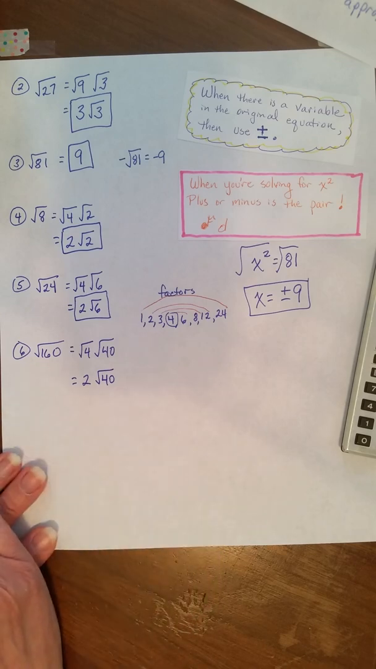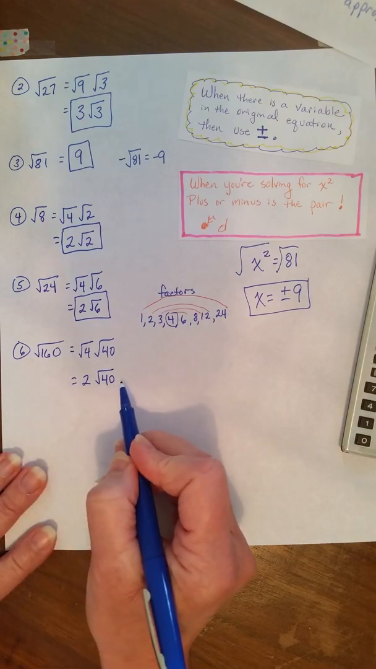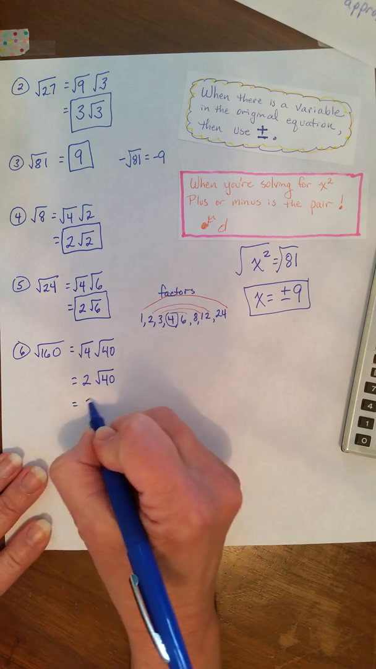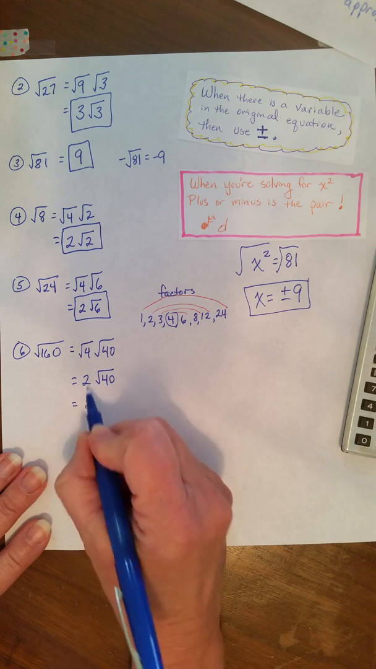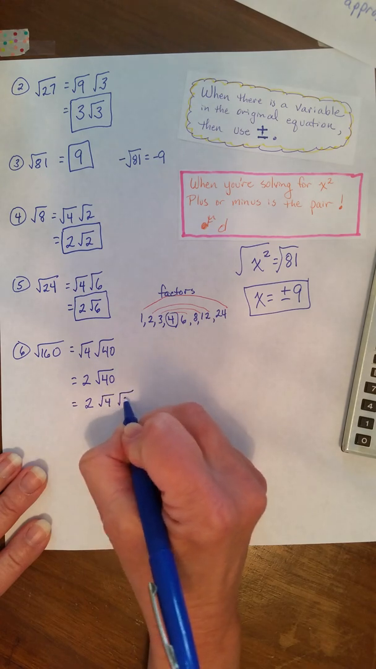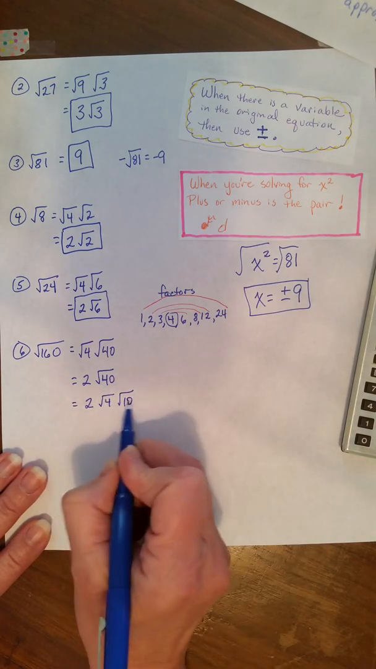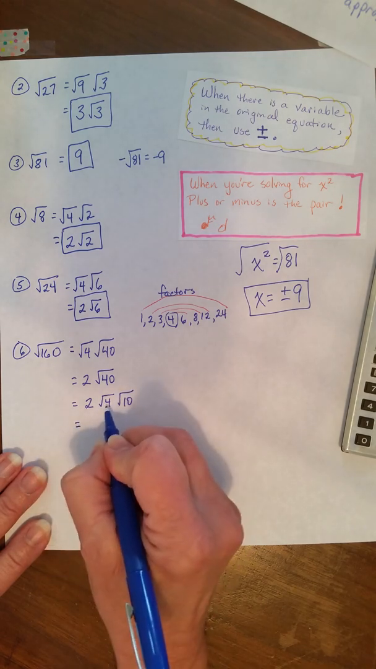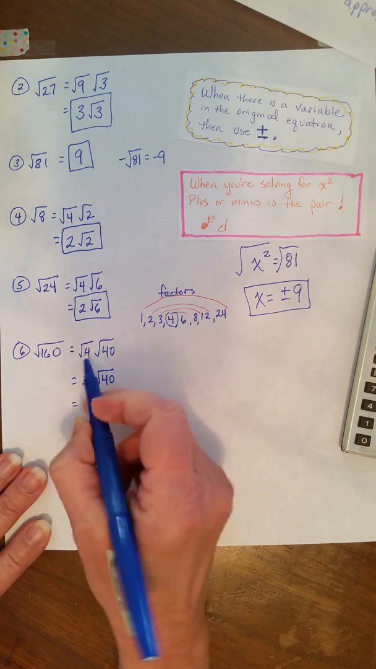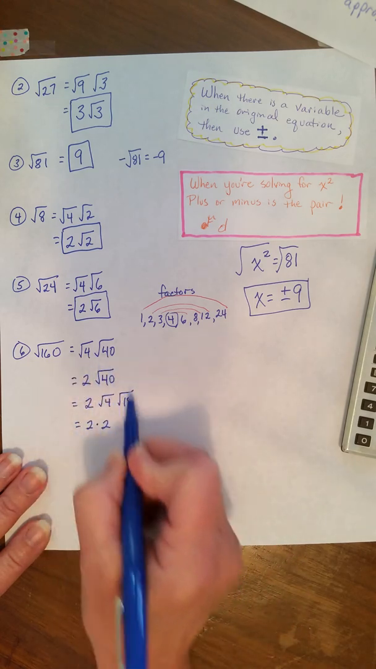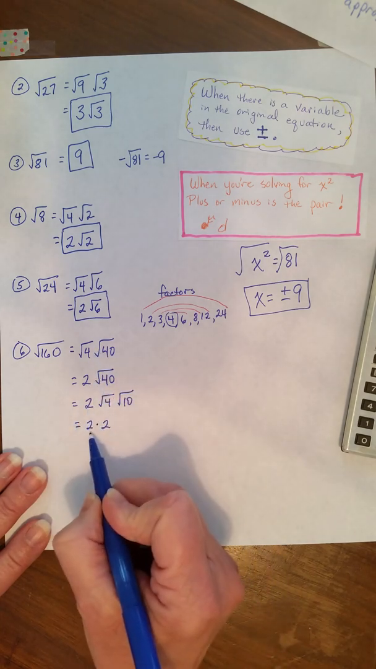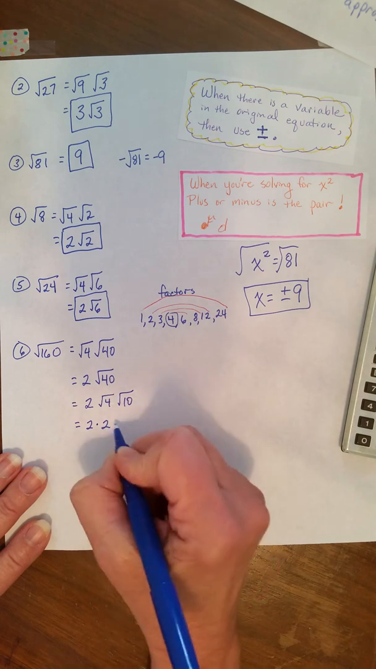This would not be completely simplified because the square root of 40 can be simplified further. 40 is also divisible by 4. So I have 2, just let that hang out there in the parking lot. Now the square root of 40 can be split up as 4 times 10, because 4 is a perfect square factor of 40. Now the square root of 4 is 2, and I still have this 2 out here. Notice this is all multiplication. There's no plus or anything going on here. I have the 2, the square root of 4 is 2, and I'm left with the root 10.